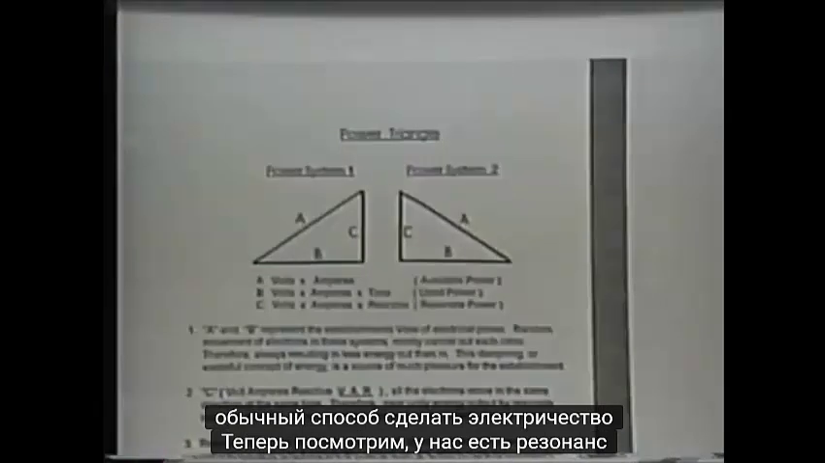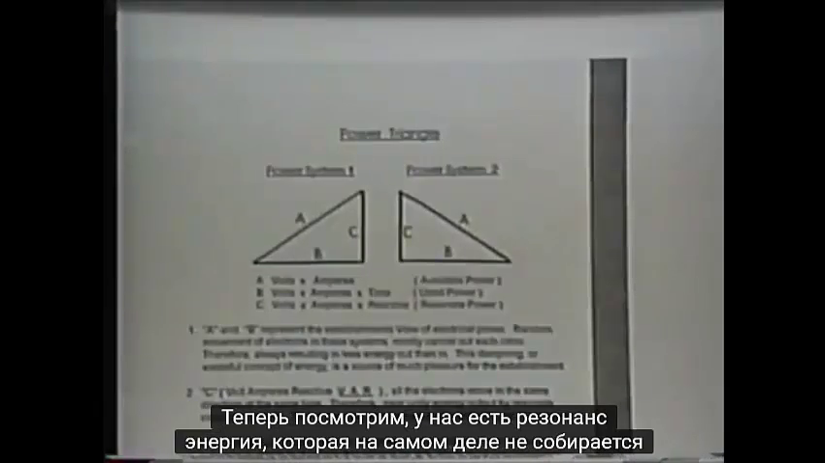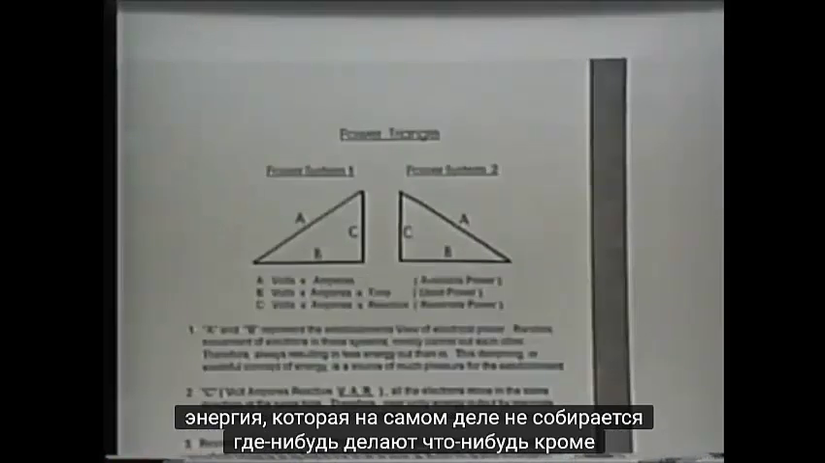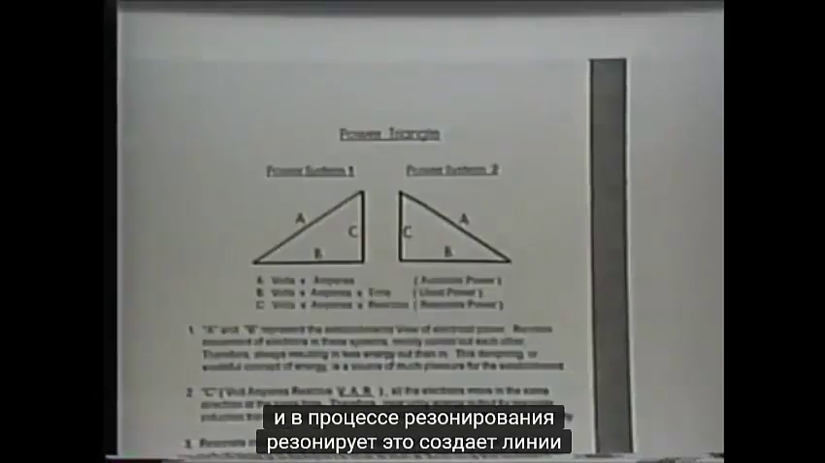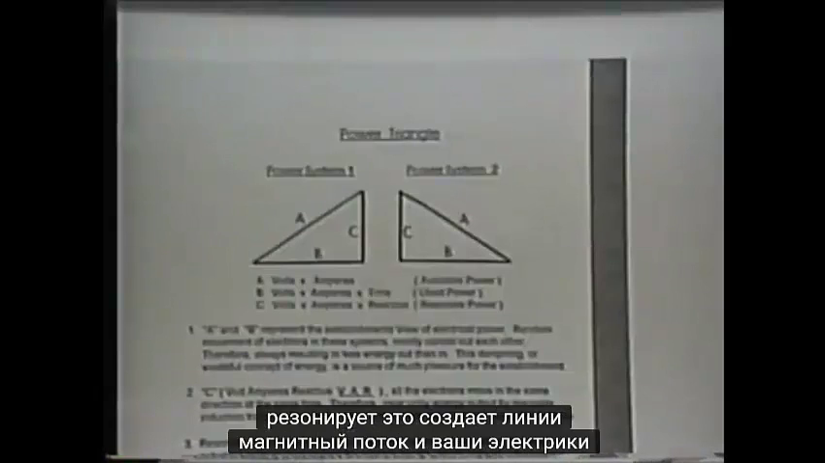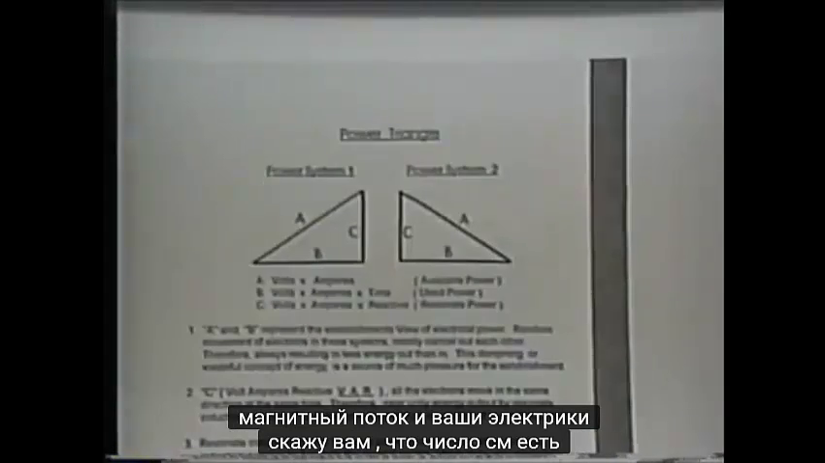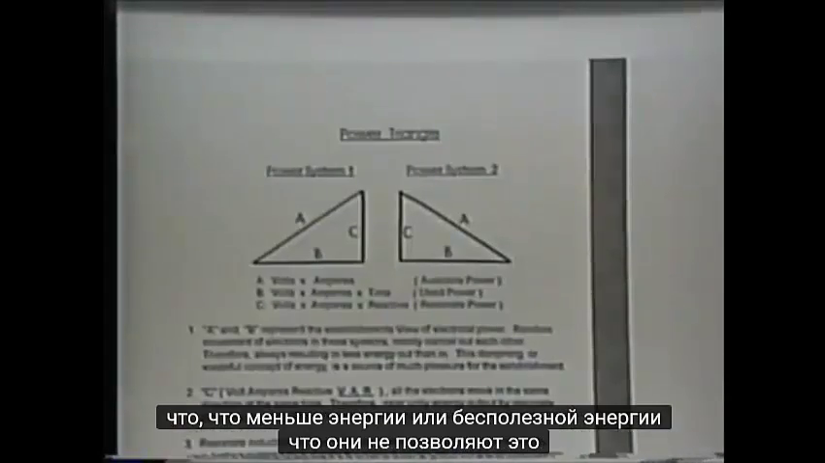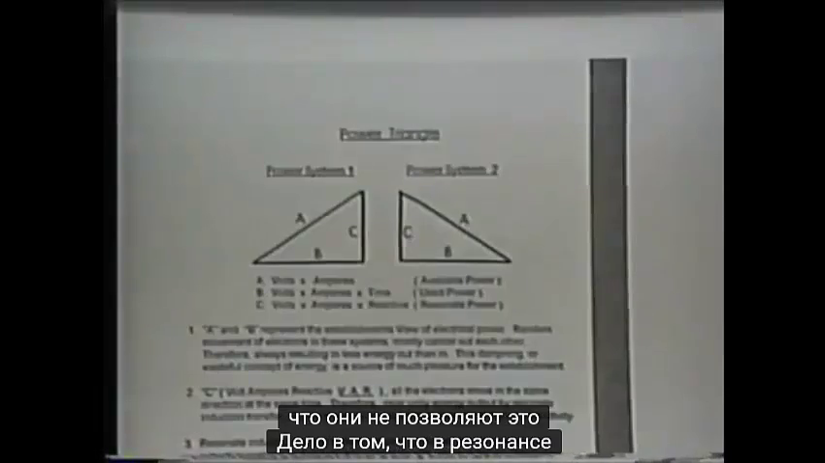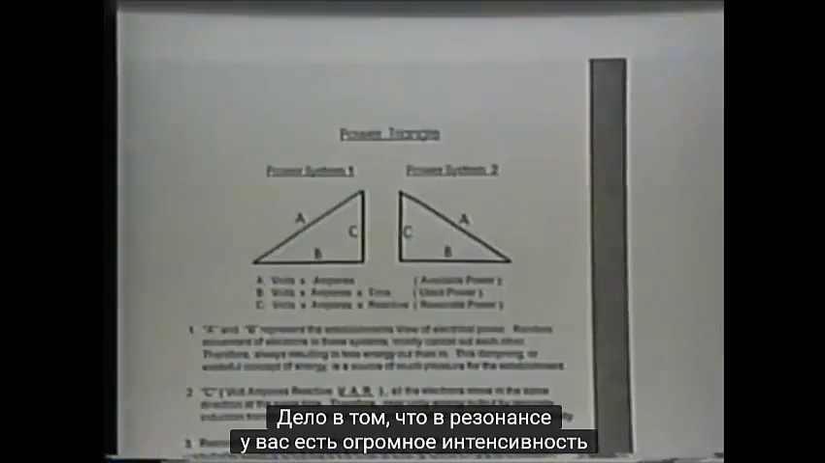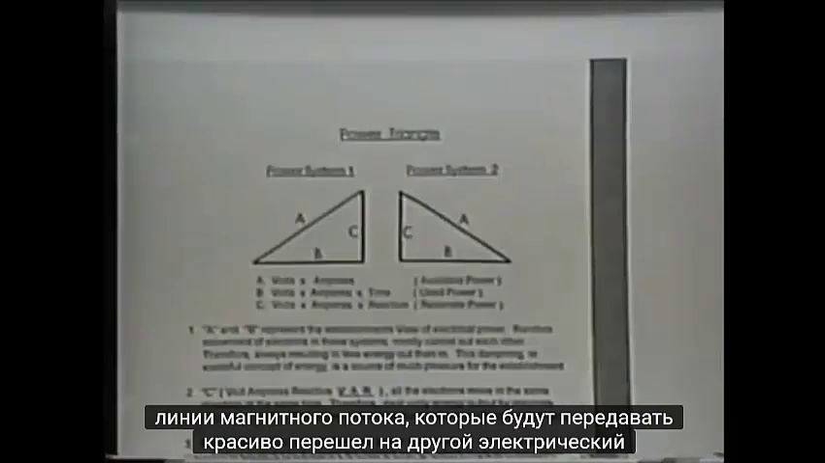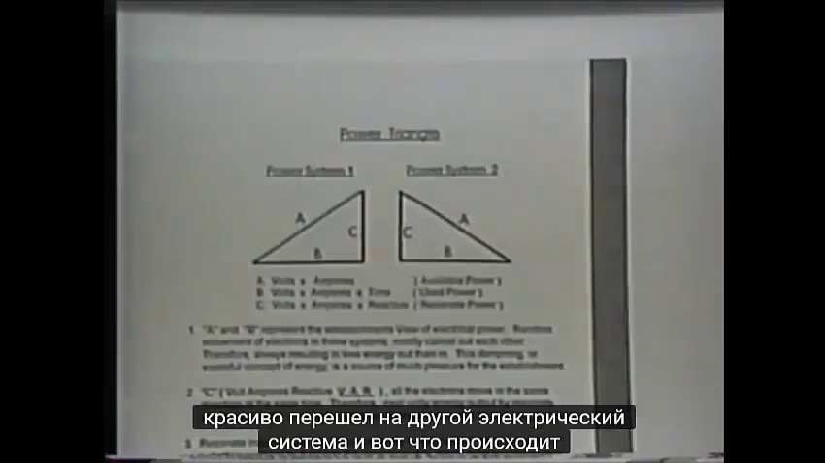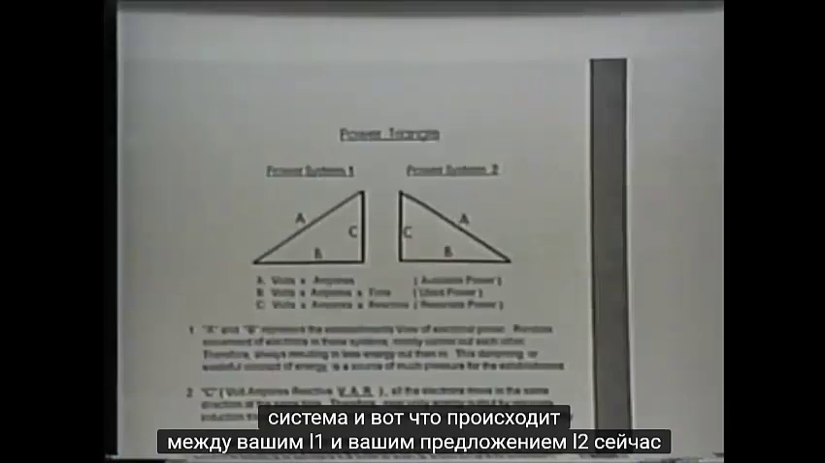Now, on C there, we have resonant energy, which is not actually going anywhere or doing anything except that it's resonating, and in the process of resonating, it's creating lines of magnetic flux. Your electrical people will tell you that number C there is wattless energy or useless energy. What they're not allowing for is the fact that at resonance you have a tremendous intensity of magnetic flux lines which will transfer beautifully over to another electrical system. And that's what's happening between your L1 and your L2 coils.